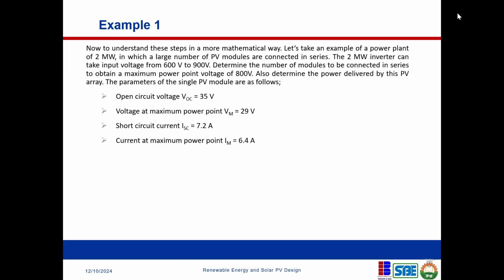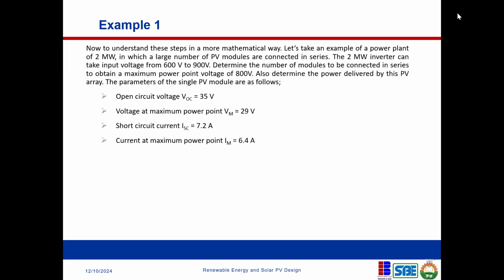The 2 megawatt inverter can take an input voltage of 600 volts. This is the inverter specification, 600 to 900 volts. If you have an input voltage between 600 and 900, then it is fine. But you don't go beyond 900 or below 600, or the inverter might blow up or not work very well.